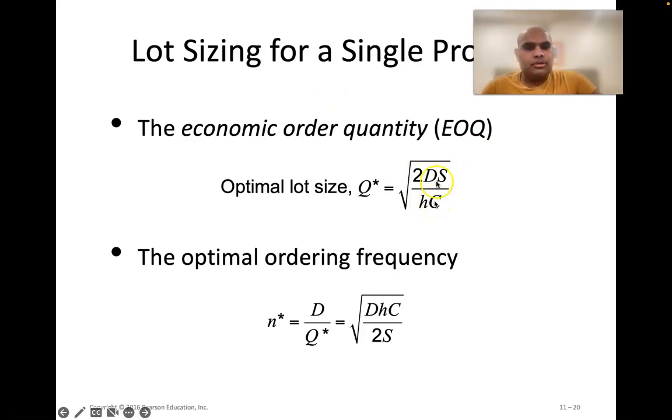Very important things to keep in mind. Ordering cost is cost per order. So it's not based on time. It is based upon the cost of placing a single order, right?